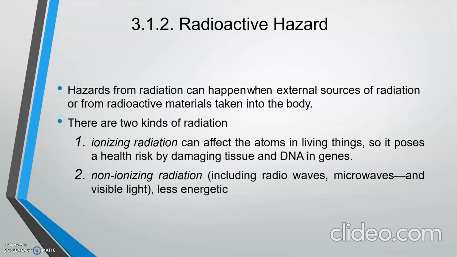Okay, the third type under physical hazard is radioactive hazard. Hazard from radiation can happen from external sources of radiation or from radioactive material taken into the body. There are two kinds of radiation. The first one is ionizing radiation, which can affect the atoms in living things, so it poses a health risk by damaging tissues and DNA in genes.